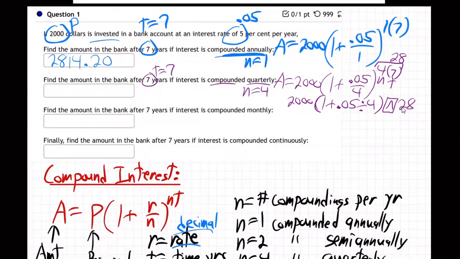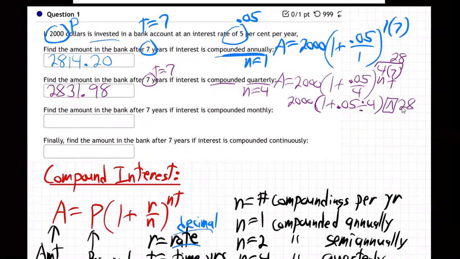And I'm getting 2831.98. So look, it's a little more money, isn't it? Your 2,000 grew to become $2,831.98. So you made a little more money. Why? Because the interest is compounded a little more frequently. It's the same interest rate, 5%, same amount of time, 7 years, started with the same investment. But if you compound it a little more frequently, quarterly, if they offer quarterly compounding, it grows a slight bit faster.